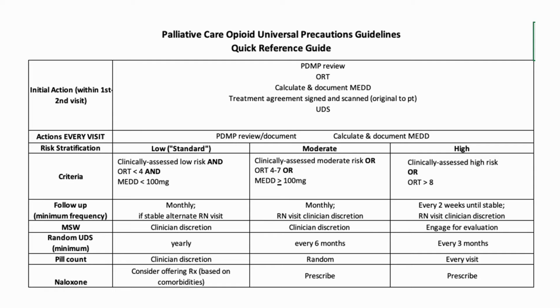Now, if you have clinically assessed that this person is high risk or their opioid risk tool is greater than 8, then you're going to try to see them every 2 weeks until stable. You can think about an RN visit, but it's really on your own discretion. Thinking about urine drug screens every 3 months, and you're going to definitely prescribe naloxone. Again, in terms of this pill count, it just depends on if you're seeing this person in person.